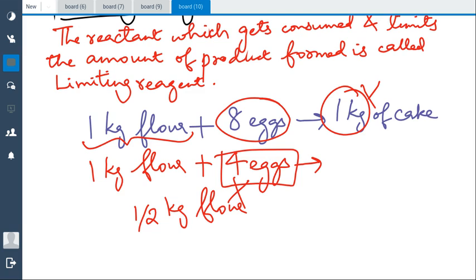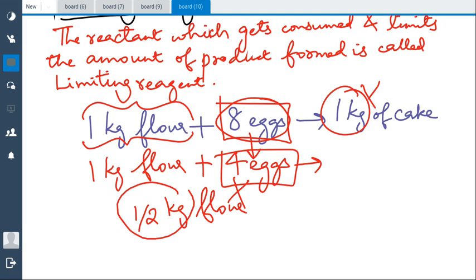And what will be the result? See, this particular component became half. So even though this is in excess, you can take only half of it. So how much cake would be produced? It will also be half. Understood? So from this, what can you know about the limiting reagent?